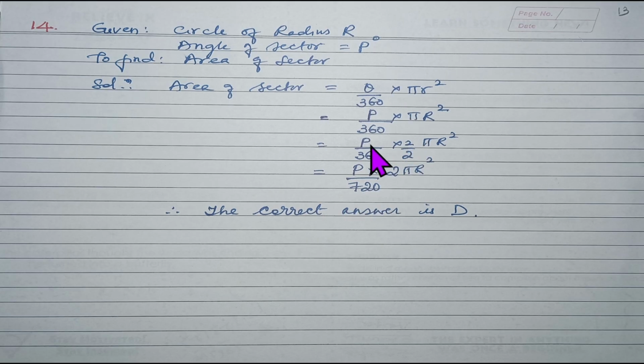So when I multiply and divide by 2, 360 into 2 gives 720, and it will be p into 2 pi r square. So that is the correct choice, and the correct answer of the 4 choices is D. So D is the correct answer for this particular example.